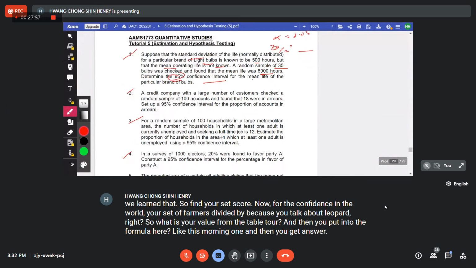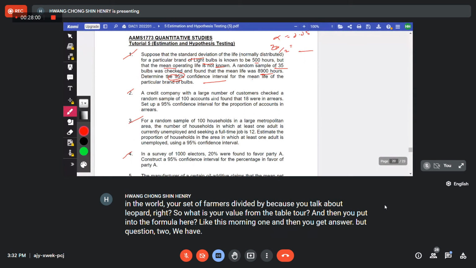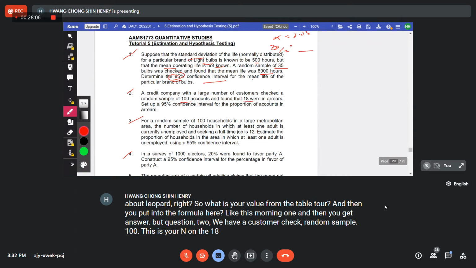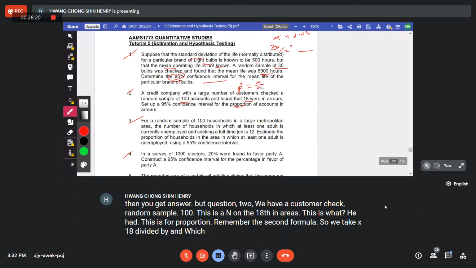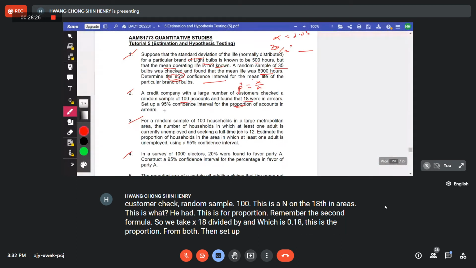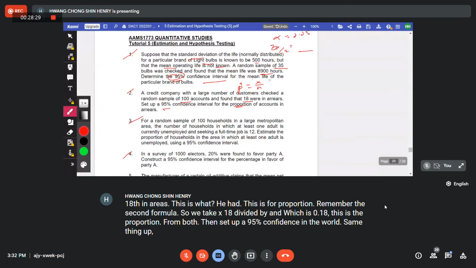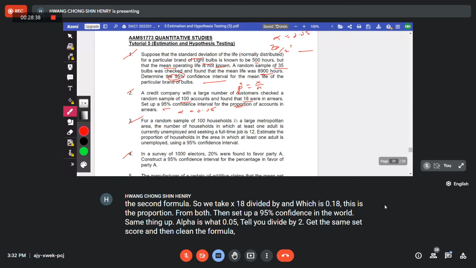Here, for question 2, we have a customer check a random sample of 100. This is your N. Found that 18 were in areas. This is for proportion. Remember the second formula? So we take X, 18 divided by 100, which is 0.18. This is the proportion sample. Then set up a 95% confidence interval. Same thing. Your alpha is what? 0.05. Then you divide by 2, get the same Z score, and then put in the formula, find the CI.